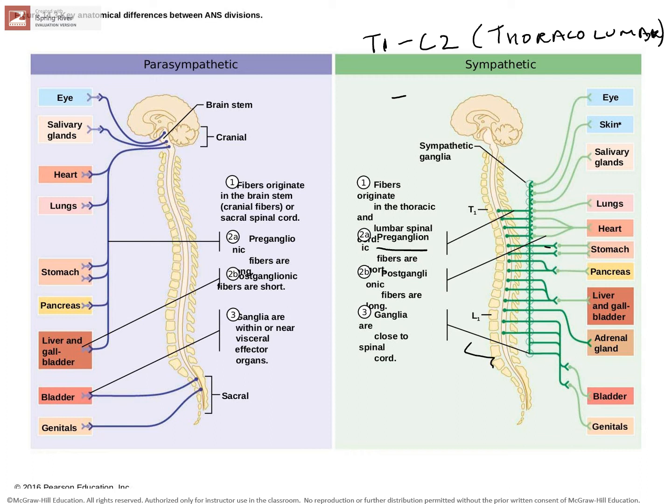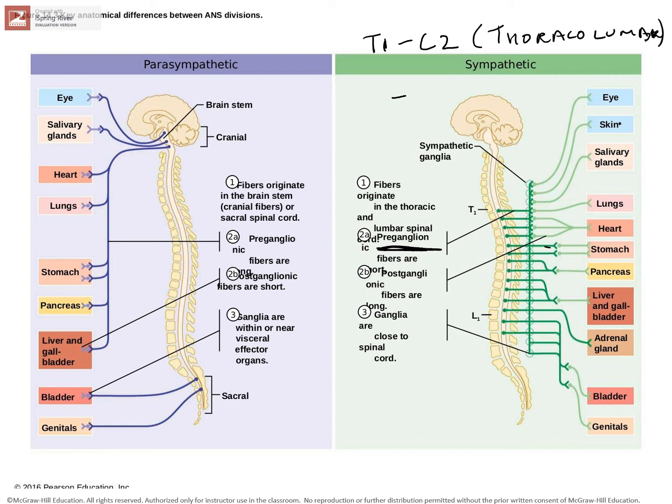The preganglionic nerve is short. Why? Because the preganglionic nerve only needs to go to the ganglia that are present right by the vertebrae, so they don't need to travel a very long way. This makes sense that the preganglionic nerves are shorter in length. The postganglionic nerves are longer in length. Okay, so in the sympathetic nervous system, preganglionic nerves are short, postganglionic nerves are long. Okay.